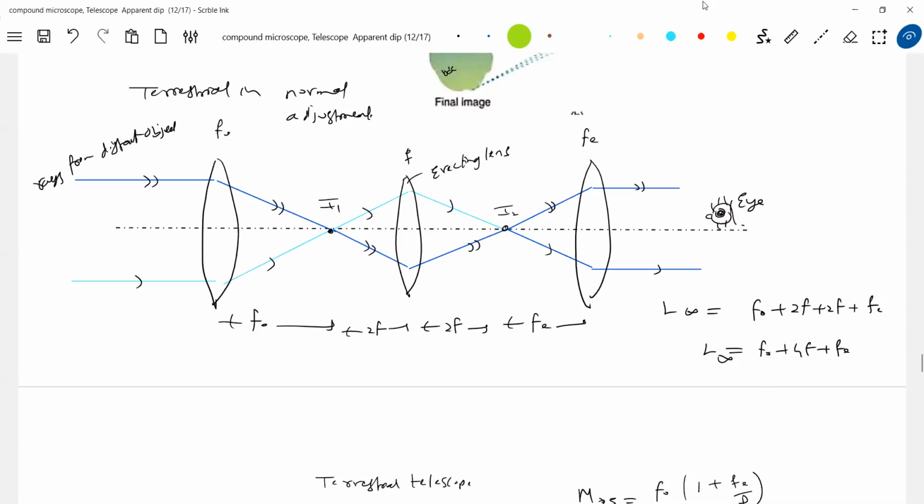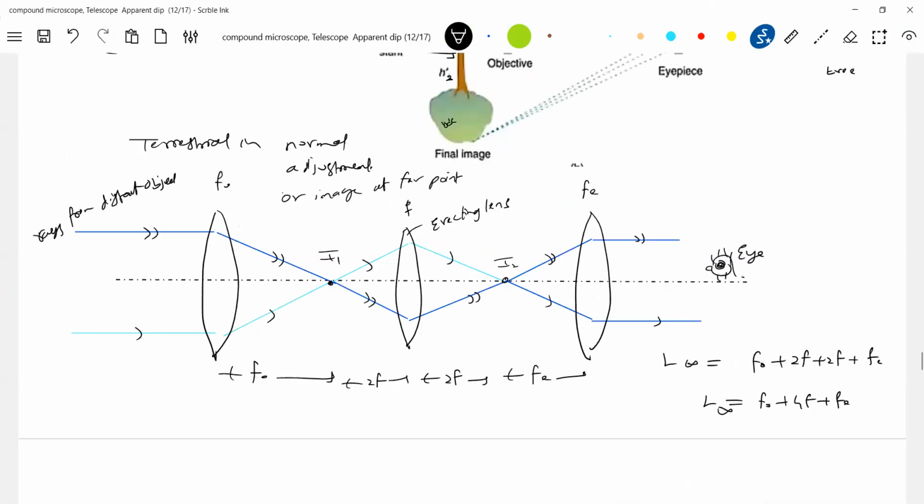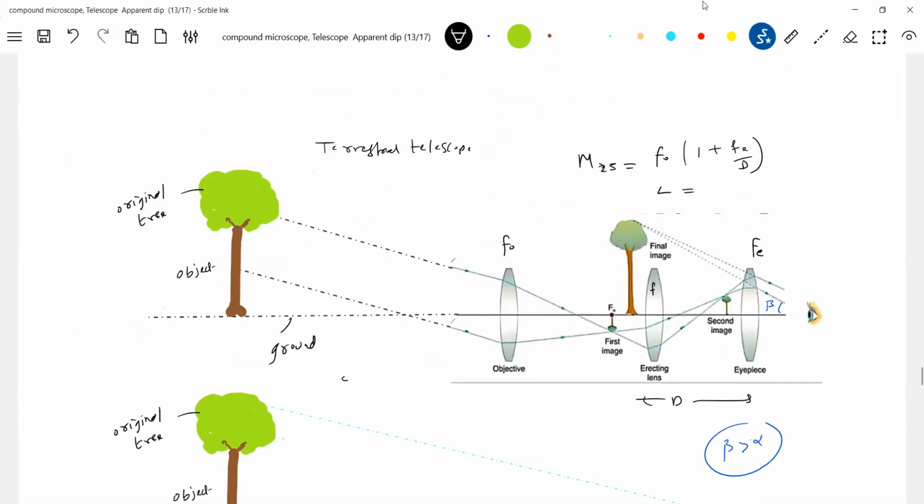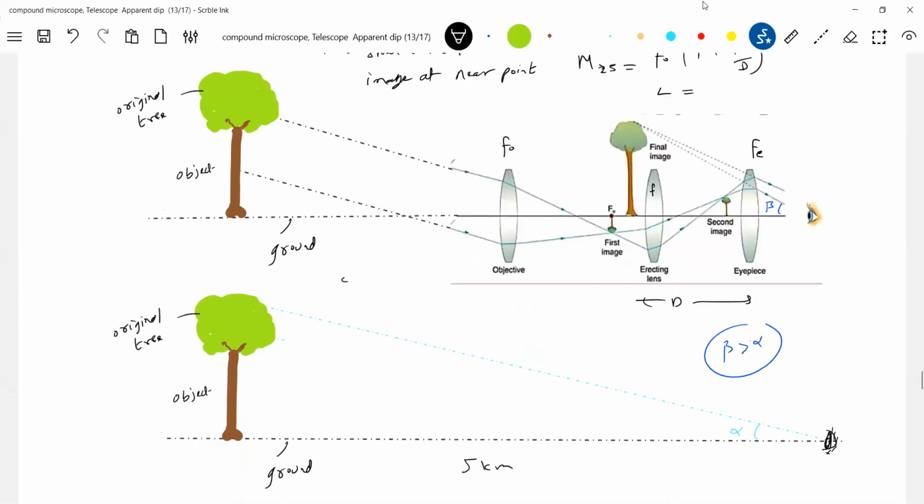So terrestrial telescope in normal adjustment, or image at infinity. So what is the earlier thing here? This is not terrestrial telescope with image at near point. And that's the overall picture of what we are supposed to learn.